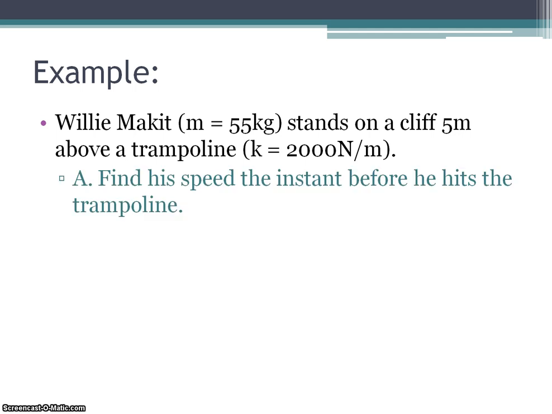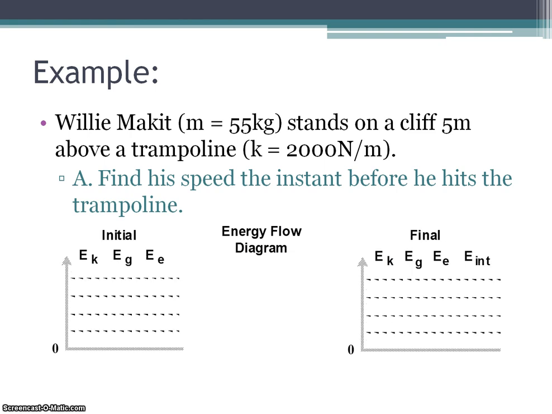So we're going to solve for a couple different things on this. First, we're going to look for his speed the instant before he hits the trampoline. So to begin with, we're going to look at an energy bar diagram just to be able to qualitatively describe which energy transfers are going on. So if he's standing on a cliff 5 meters above the trampoline, we're going to say that the bottom of the problem, right at the trampoline, would be 0 meters.